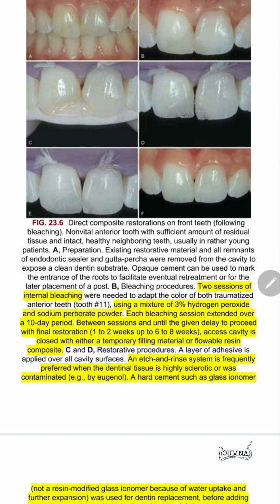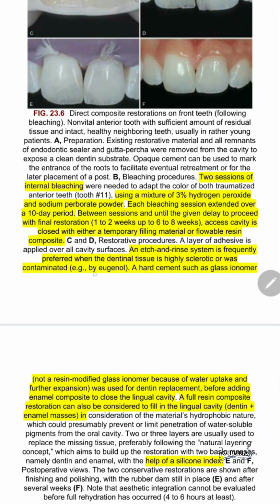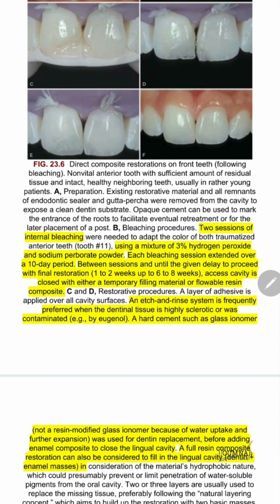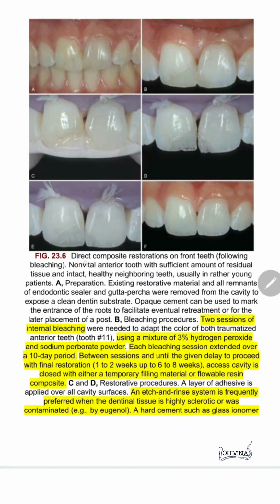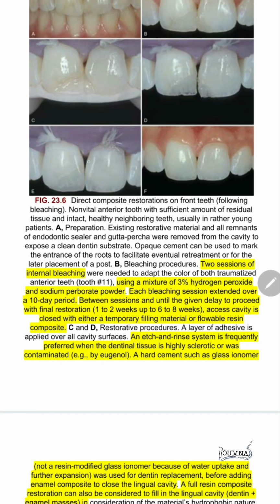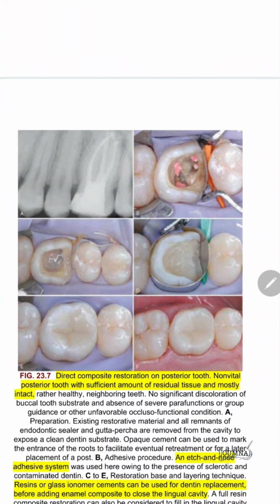After we got the color we wanted, we put a layer of glass ionomer and finished the restoration with a composite. We used a silicone index to repair this edge with a composite restoration. So this is the choice we can have for a posterior tooth that has 3 proximal walls.